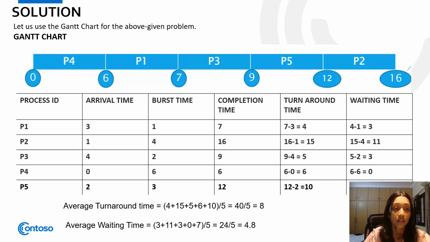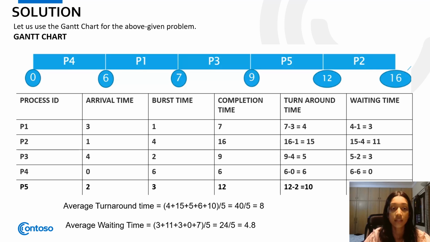Now after that, processes P1, P2, P3 and P5 have all arrived in the queue, but the minimum burst time is of P1. So after P4, P1 will get executed for 1 millisecond, as its burst time is 1. So 6 plus 1, 7. After 7 milliseconds, P1 will get completed. Then after P1, the process P3 has the minimum burst time. So after P1, P3 will get executed in 2 milliseconds. Therefore, 7 plus 2 equals 9 milliseconds. After 9 milliseconds, P3 will get completed.